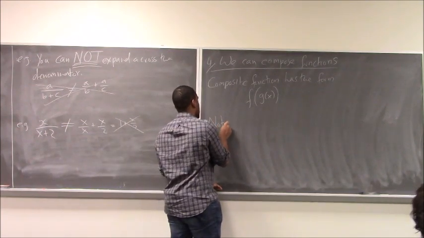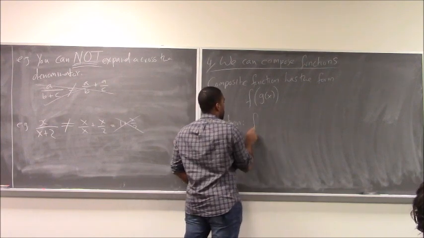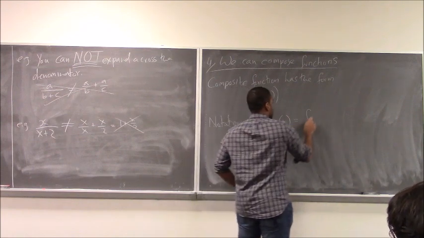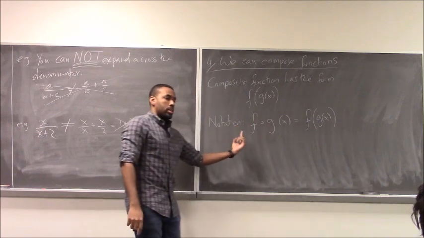An alternative notation, you might see that. This was on the bonus for the last quiz. F with a circle and a g means exactly the same. Take the right function, plug it into the left function.